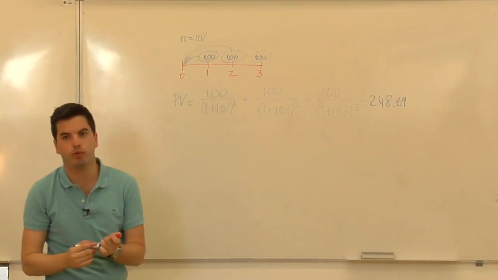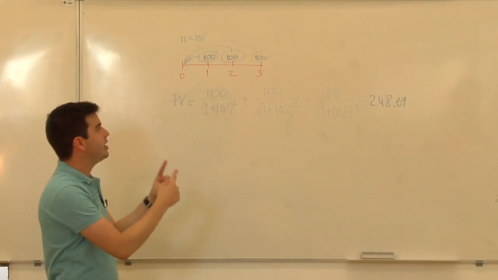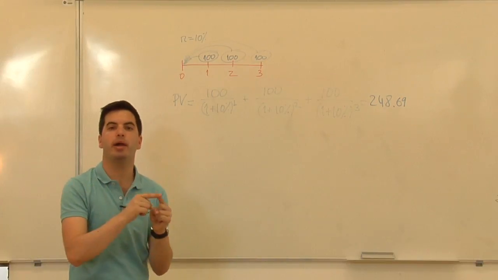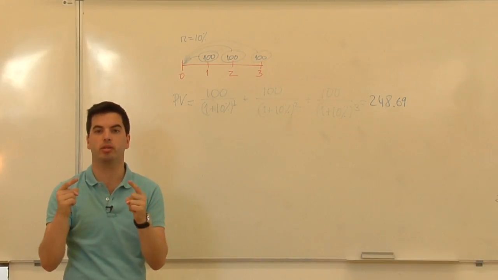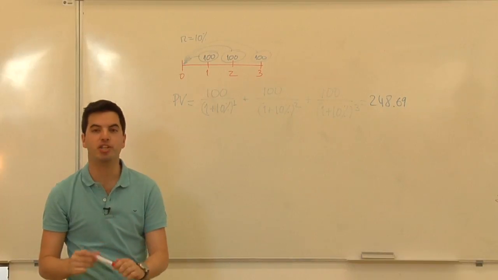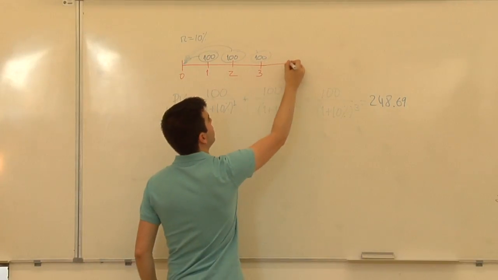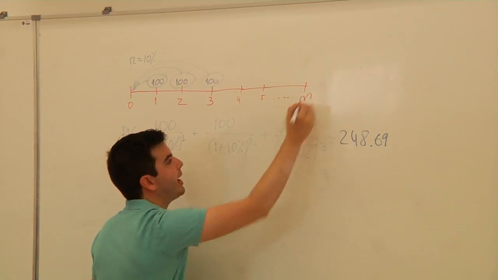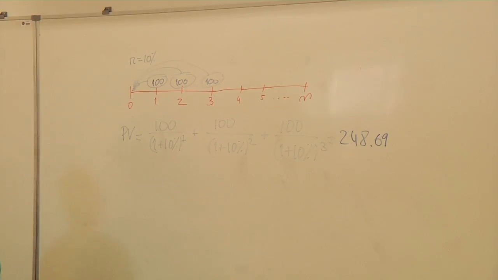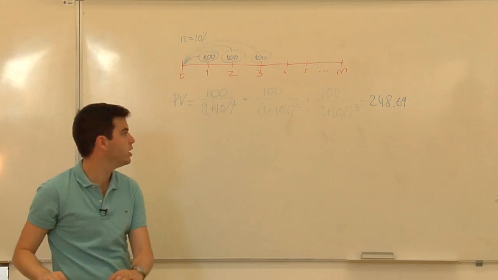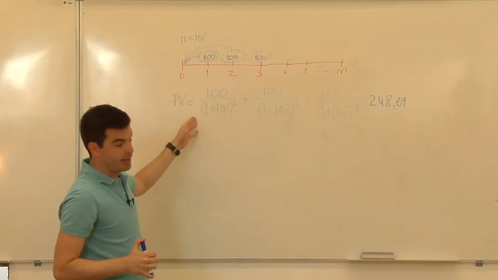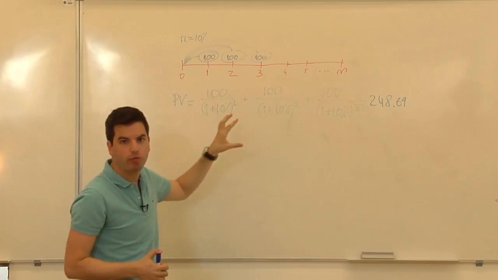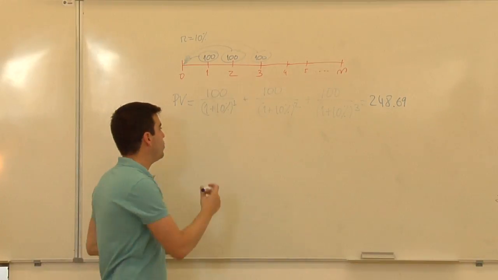It is 248.69. This is an annuity. It is a stream of cash flows that are constant, paid in a fixed frequency and for a limited number of years. But now imagine that instead of 3 years, we have 4 years, 5, and so on up to year N. So it's not only 3 years, it's a lot more than 3 years. If you do this like this, you discount individually, you would have to make N calculations, 1 for each cash flow. And that's why we need a formula.